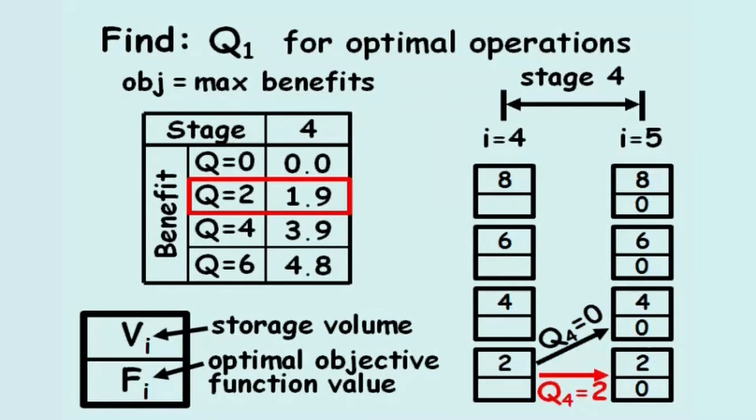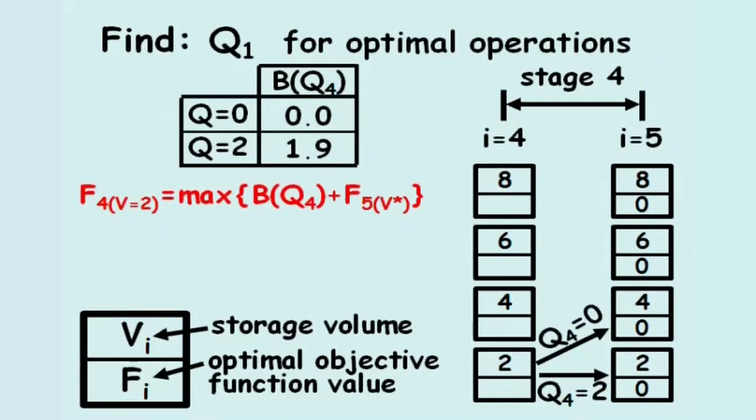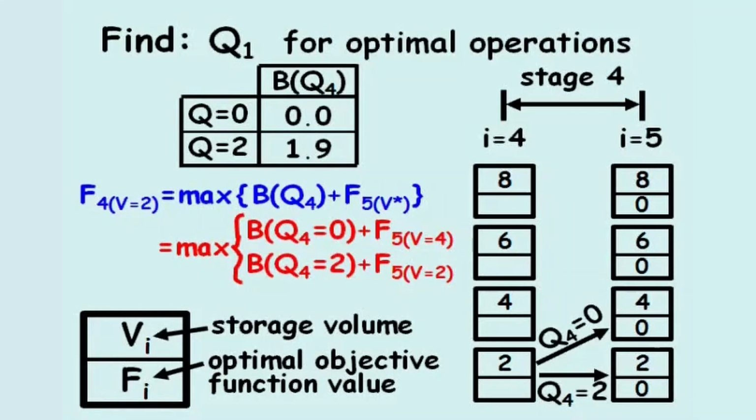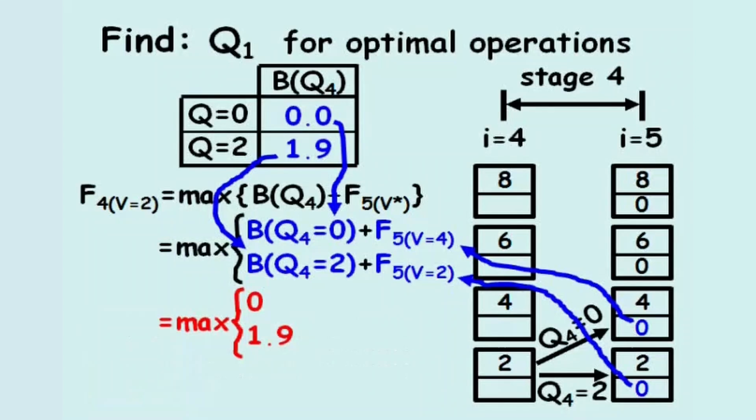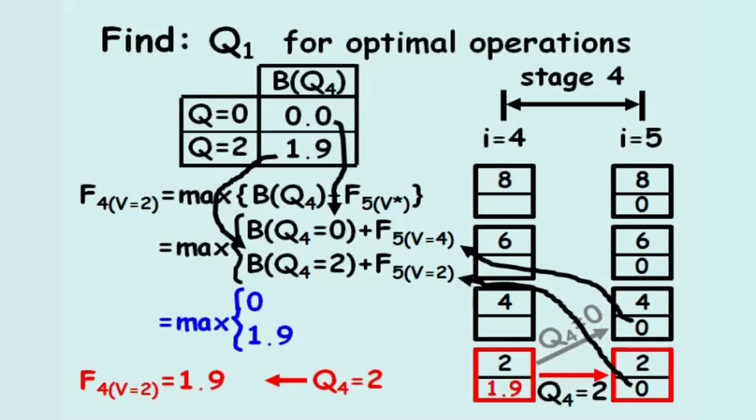Since our objective is to maximize the benefits, the optimal operating policy depends on whichever release will maximize F4, for a storage volume of 2. After writing out the equation for the 2 possible releases and substituting in the benefits for stage 4 and the future benefits at state 5, the maximum benefit equals 1.9 when 2 units of water are released from the reservoir.